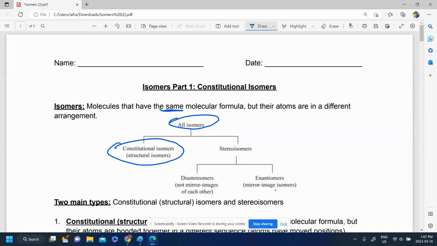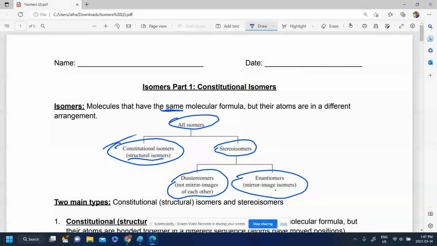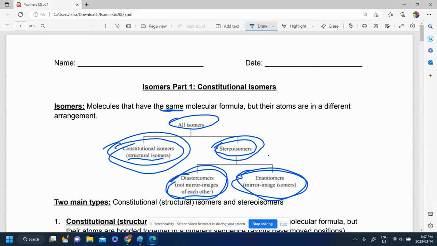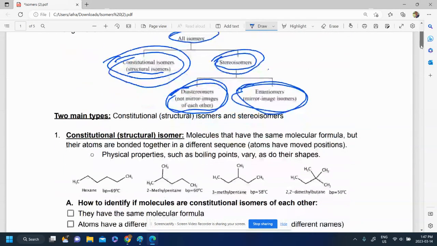There are isomers called constitutional isomers, which are also called structural isomers, and then also stereoisomers. And those stereoisomers can be broken down into diastereomers and enantiomers. We're going to focus on constitutional isomers first, and then afterwards we'll take a look at stereoisomers as diastereomers and as enantiomers as well. There are other types of isomers that exist, but in grade 12 chemistry, these are the basics you need to know, and that will give you a good enough understanding to understand other isomers later on.